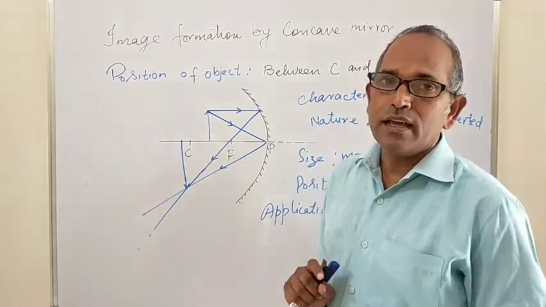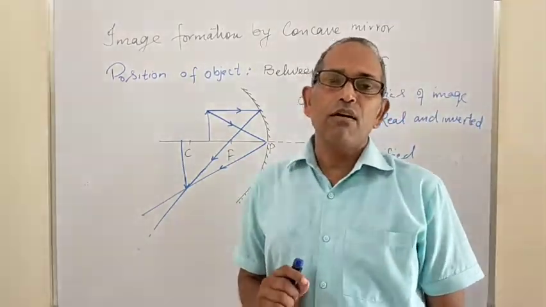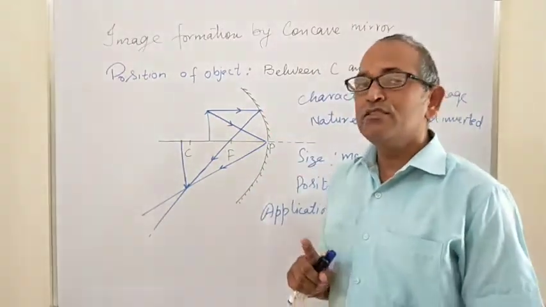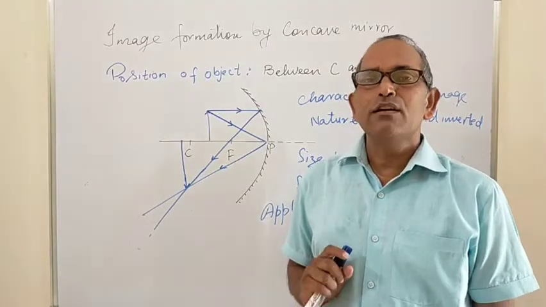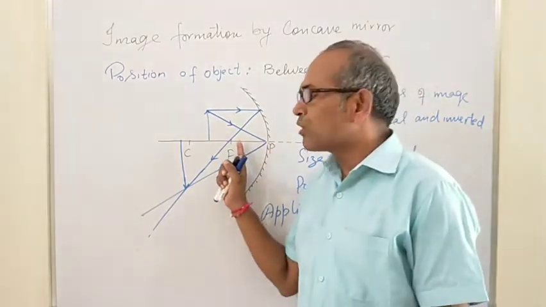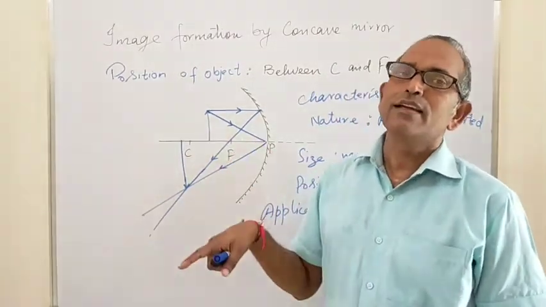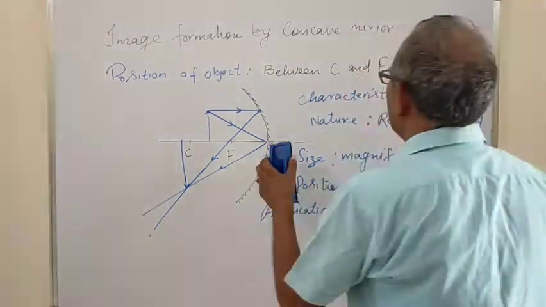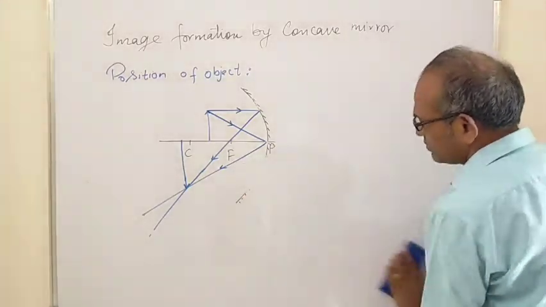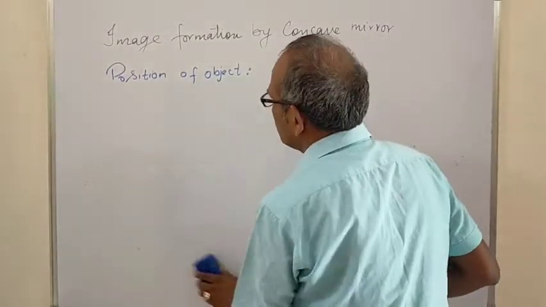Again, as I have told you, light follows the principle of reversibility. So when the object was at infinity, the image was formed at focus. Now the object is at focus. When the object is at focus, the image will be formed at infinity. Okay. So let me again take the position of the object. Position of the object at focus, at focus or F.